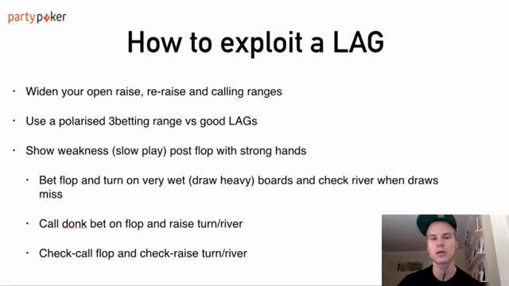Against very loose-aggressive players, it's also good to show weakness post-flop. For example, if your opponent tends to play his draws passively, betting the flop and the turn, and then checking to him on the river when all the draws miss, very often allows him to bluff off the river.